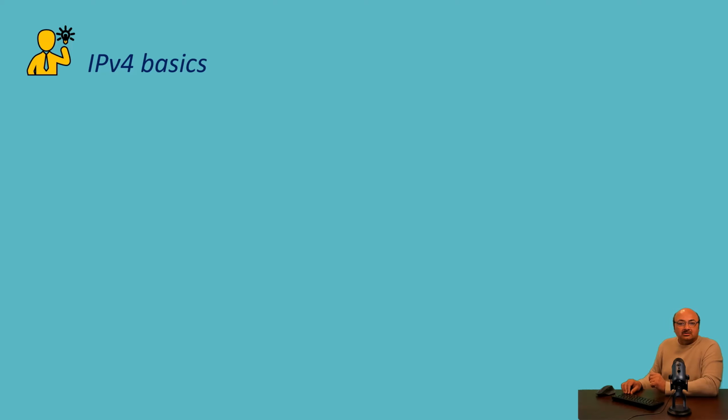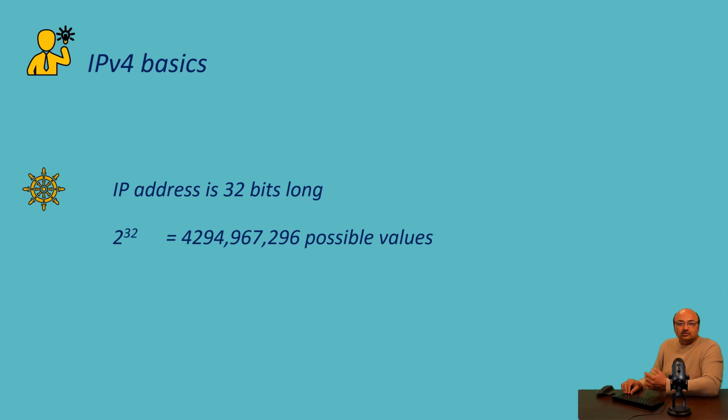This IP address is 32 bits, and with 32 bits we get 2 raised to the power 32 unique values, which is somewhat more than 4 billion values.